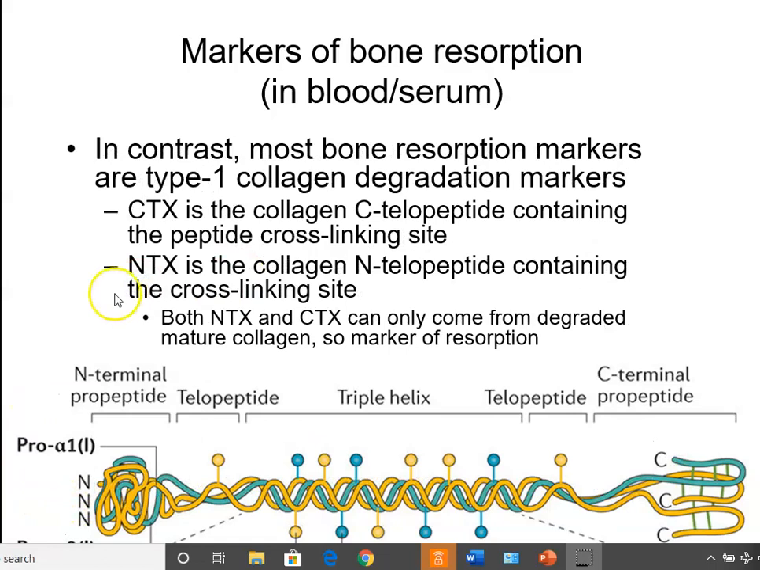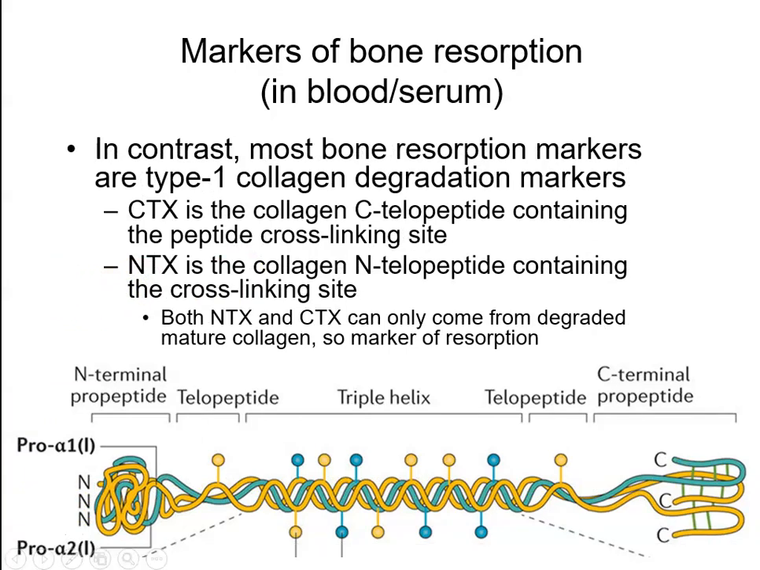Some of the other bone markers that we can look for include CTX and NTX. So CTX is the collagen C-telopeptide that contains a cross-linking site. So here's a triple helix. This triple helix of collagen is cross-linked from one strand to another, and at the telopeptide, basically the end bit that is laid down here and here, these bits are part of the mature collagen.